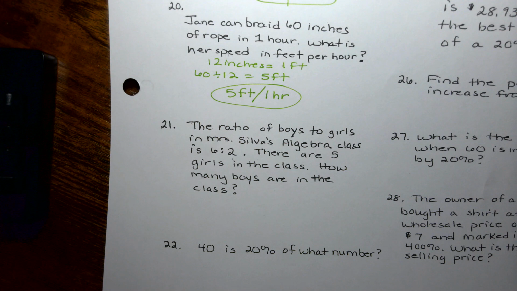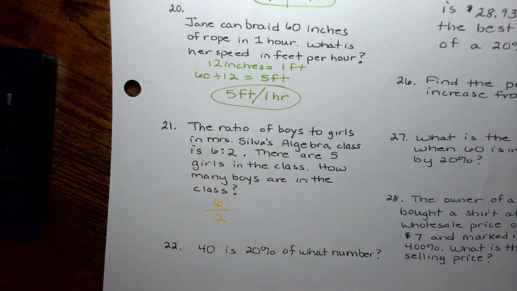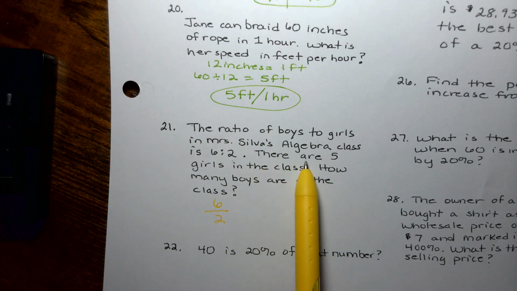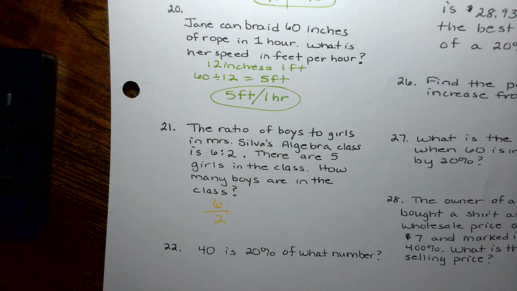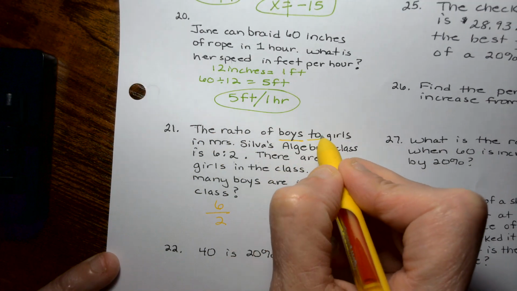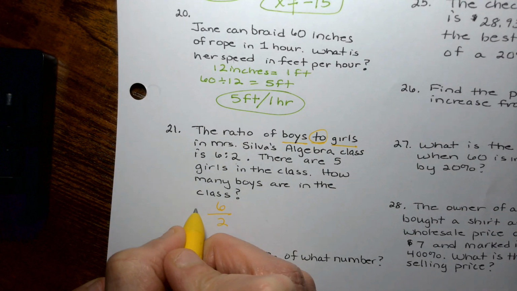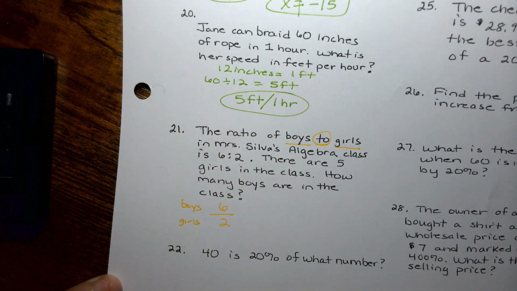The ratio of boys to girls in Mrs. Silva's algebra class is 6 to 2. So remember, when I say a ratio, that is the same as saying a fraction. So 6 to 2 can be written as 6 over 2. Now, there are 5 girls in the class. How many boys are in the class? So you can set up a proportion for this. Okay, so we put what on the top? It said ratio of boys to girls. So that means this was my boys, and this represented my girls. That was the ratio.